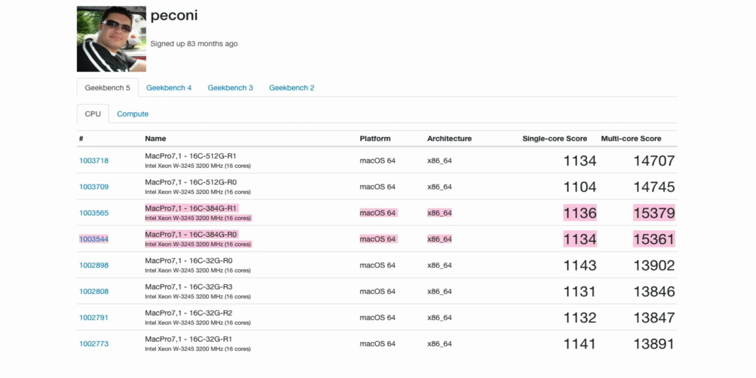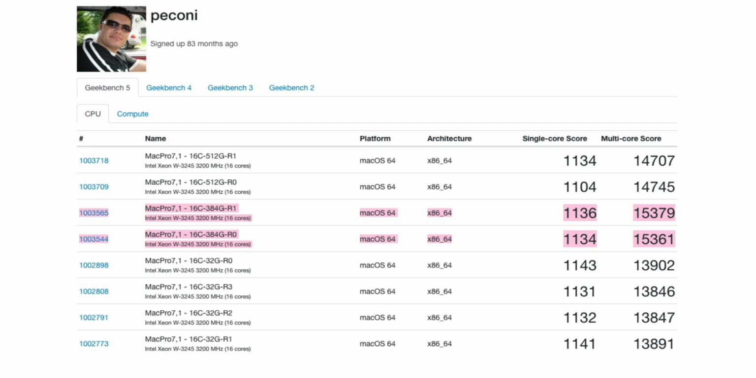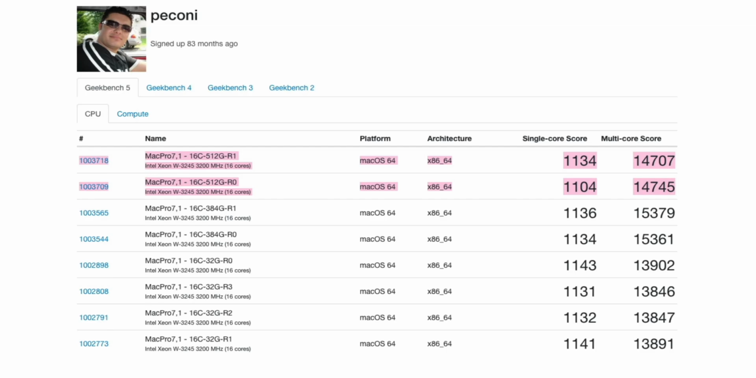Then I ran the test 2 more times with 384 gigs of RAM. And we got the top score of 1136 and 15379. And then 2 more times with 0.5 TB worth of RAM, and the best single core score was 1134 and multi-core score 14745. So what does this really tell us?